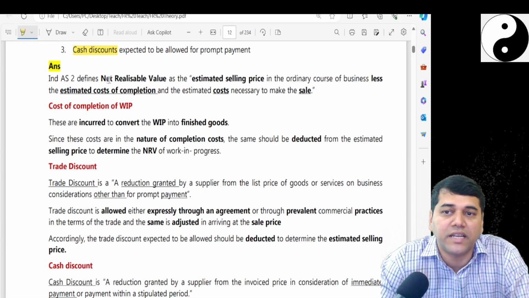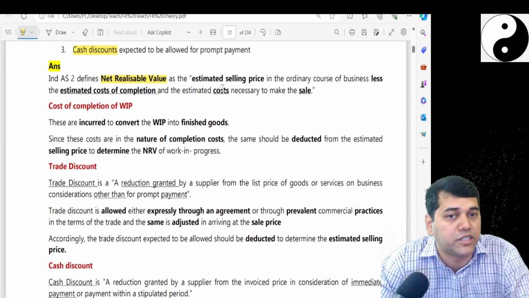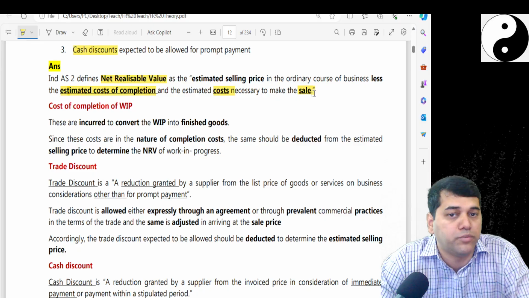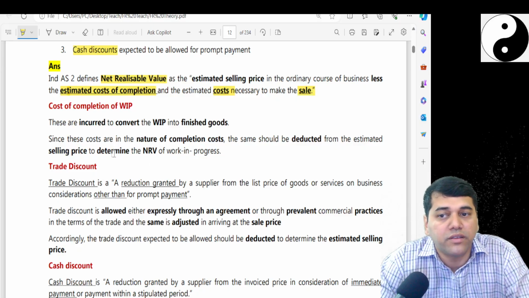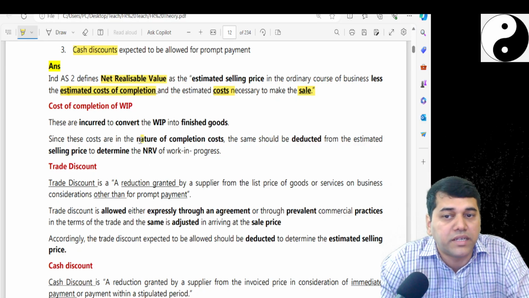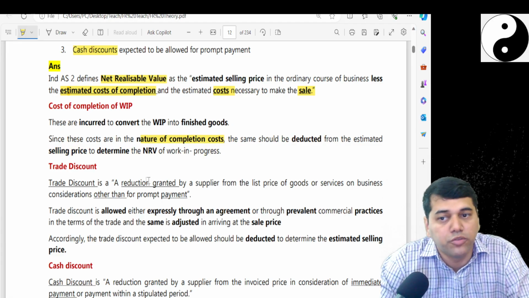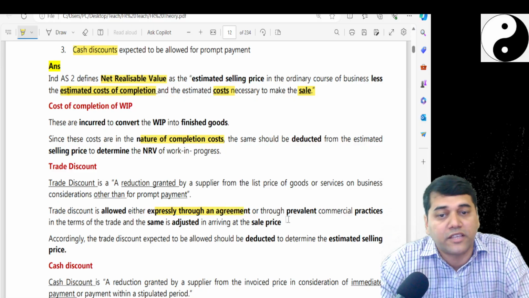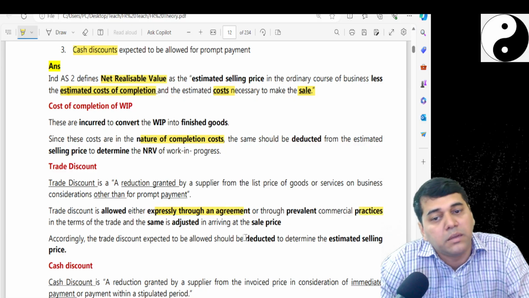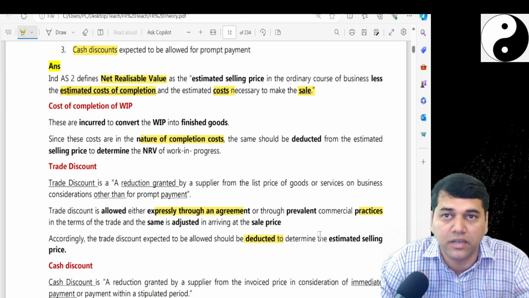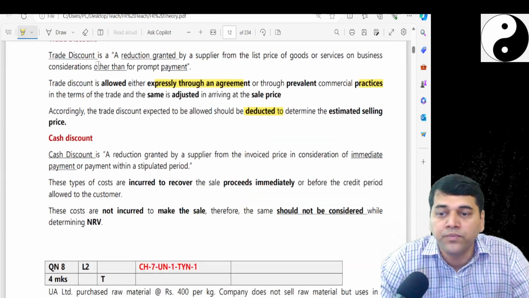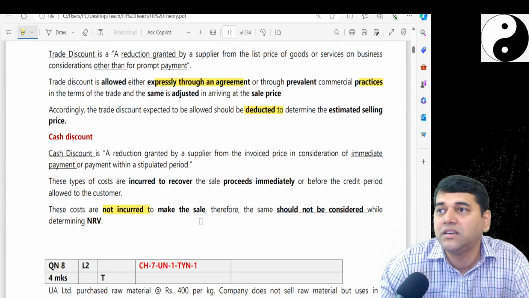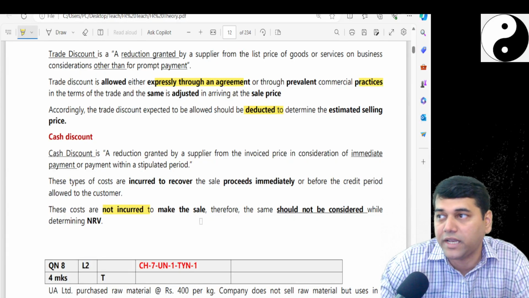So first you say net realizable value, give the definition. It is less estimated cost of completion and cost to make the sale. So work in progress is a cost to complete, completion cost. It should be part of it. Trade discounts are allowed expressly, or you may have the practice, but you have to deduct it from the estimated selling price because that's what you have planned to do. But the cash discount is not to be included. That means don't deduct that cash discount from your NRV.